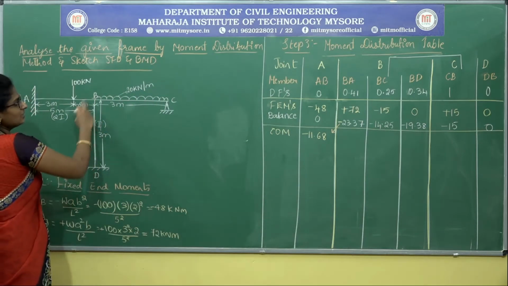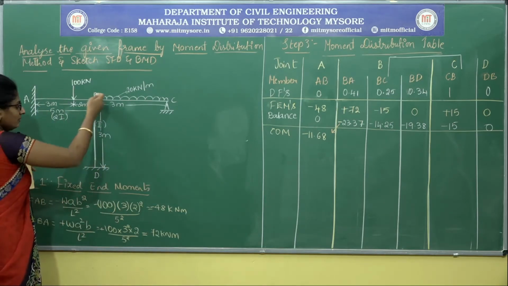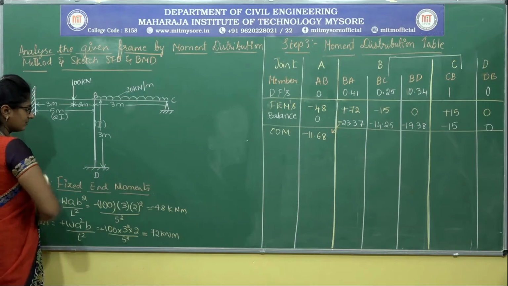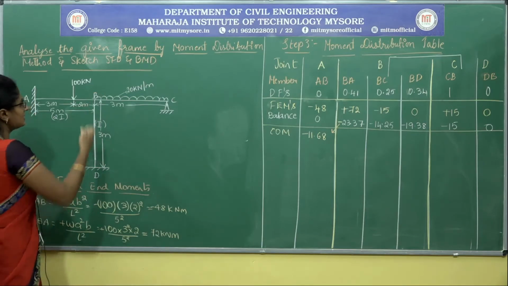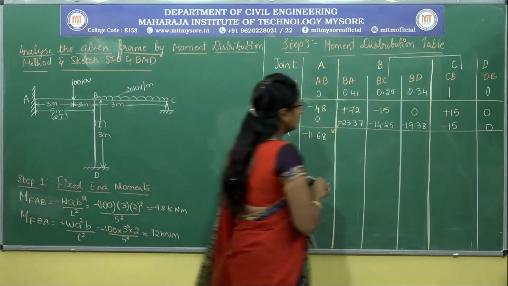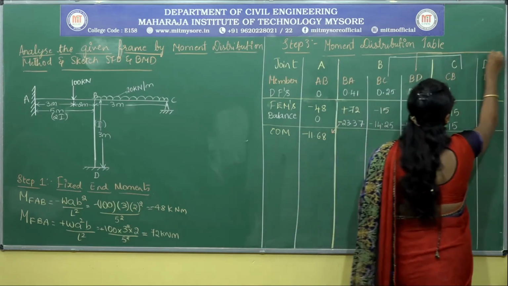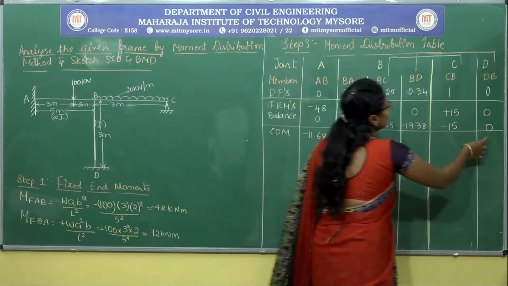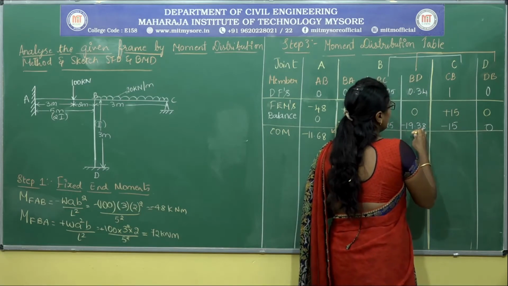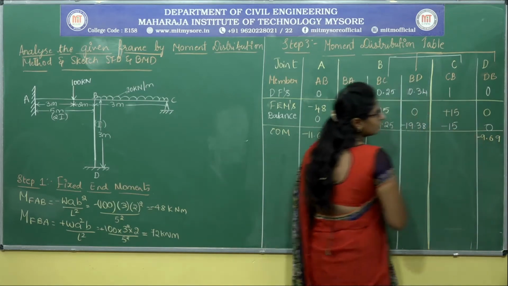Okay. Next, BD, here the balanced moment is minus 19.38. It is in the anti-clockwise direction. It is to be transferred to the other end if the other end is fixed. Yes, the other end is also fixed. Therefore, half of 19.38 is transferred to D in the anti-clockwise direction. So here the moment transferred from BD to DB. Now from BD to DB, half of the moment has to be transferred. So what is half of 19.38? Since this is minus, carried moment is also minus.